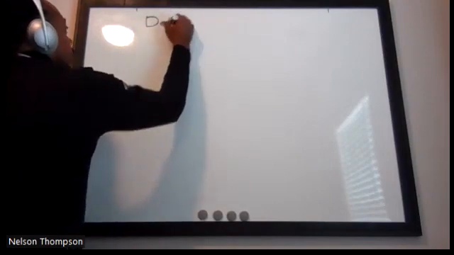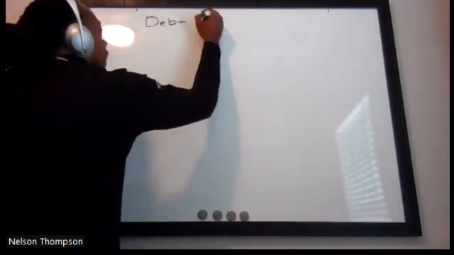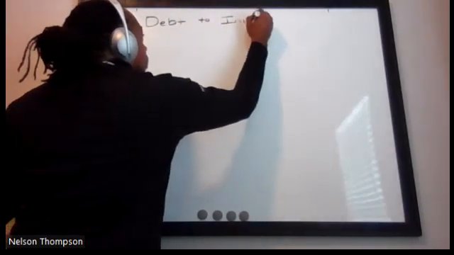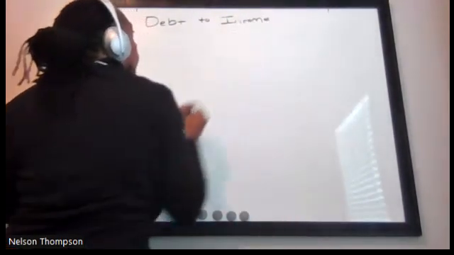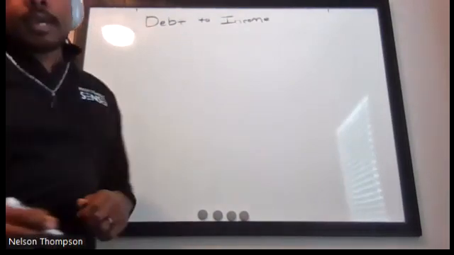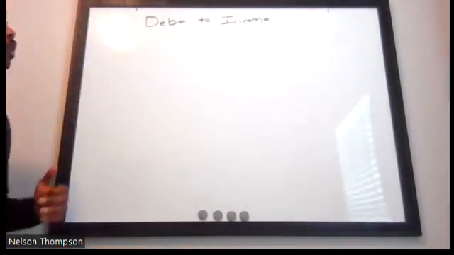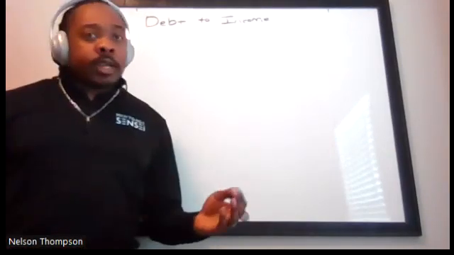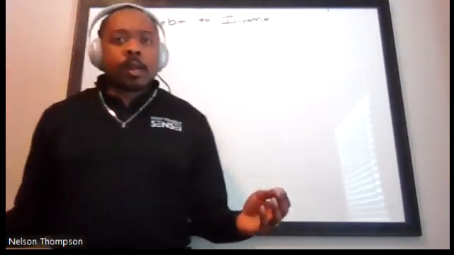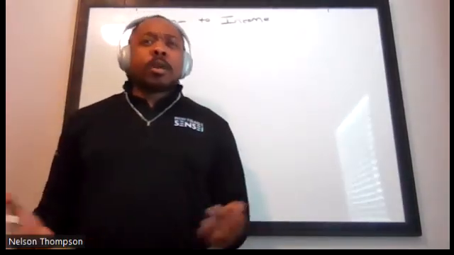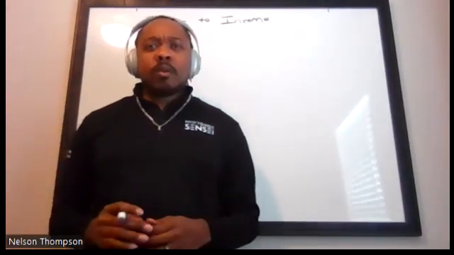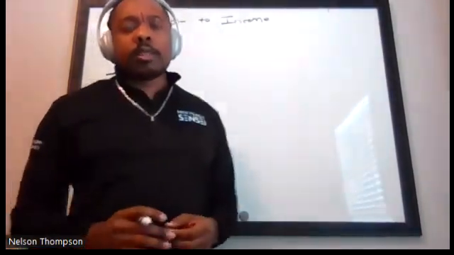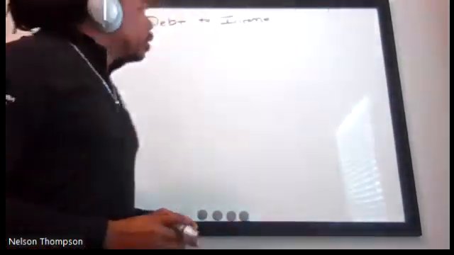So let's put down debts to income. Okay. So we're talking about debt to income. Now, when we're talking about debt, the first thing we have to determine is what debt the banks are looking for. What calculation? What payment? What balance? What are we looking for when it comes to debt? Let's get right to it.